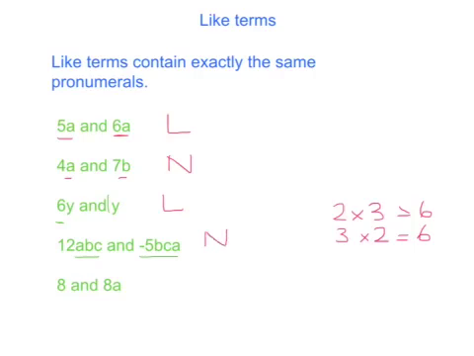And if we want to, we could write this negative 5bca as negative 5abc. And technically we should try and write our terms so that they have our pronumerals in alphabetical order. Let's just have a look at this last one. We've got 8 and 8a. So the first term here, the 8, doesn't have a pronumeral, whereas the second one has a as its pronumeral. So because these don't have the same pronumerals, they're not like terms.